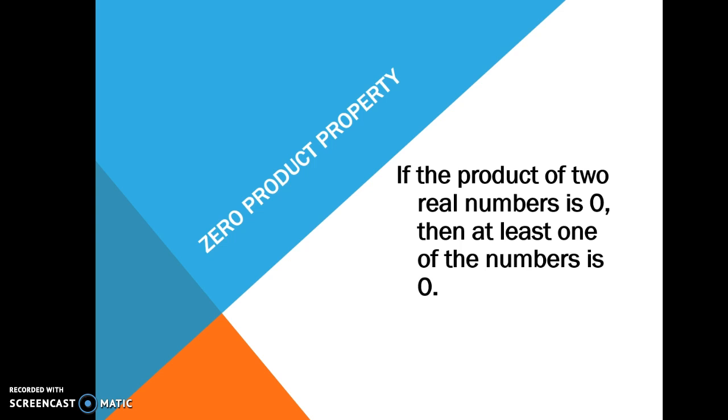The next thing we need to talk about is the zero product property, and I've listed it for you in your notes. The zero product property tells us this: if the product of two real numbers is zero, then at least one of the numbers has to be zero. I gave you the algebraic definition in your notes. If A times B is zero, then either A has to be zero or B has to be zero for that equation to equal zero. A would be a factor and B would be a factor.